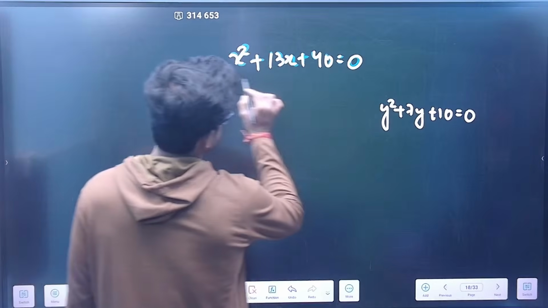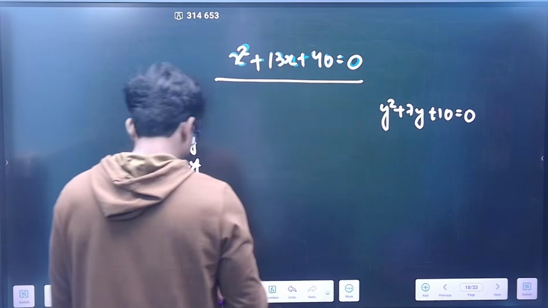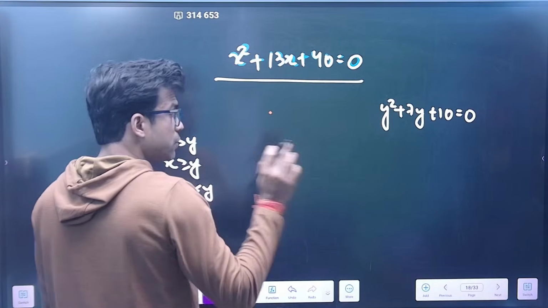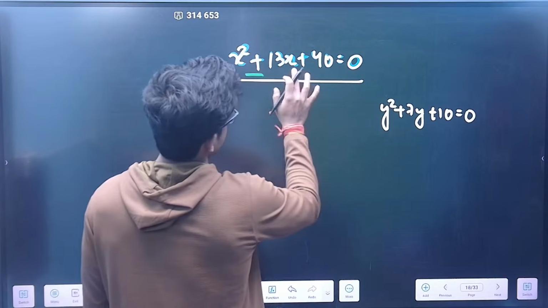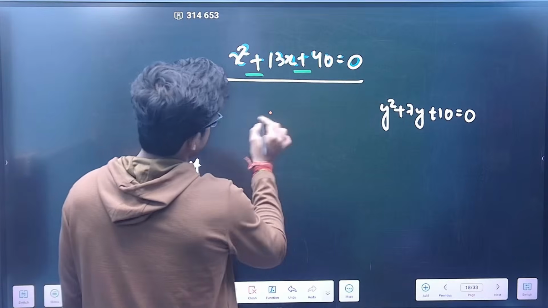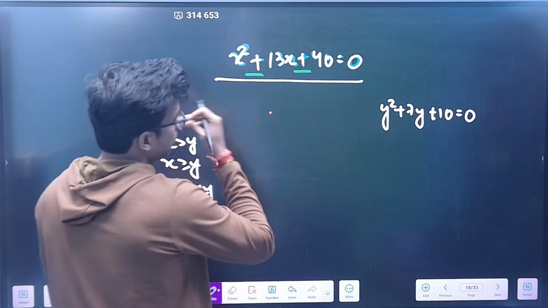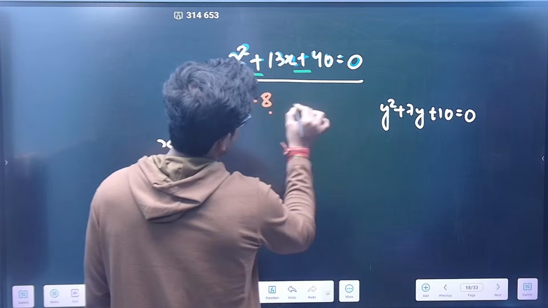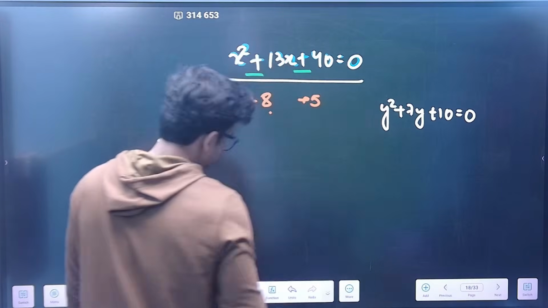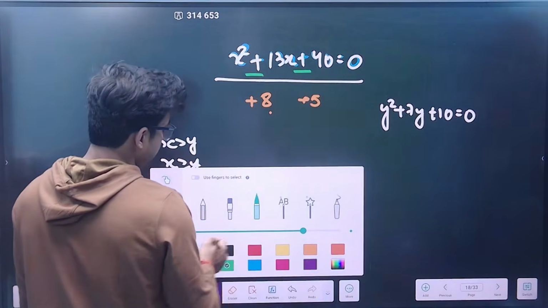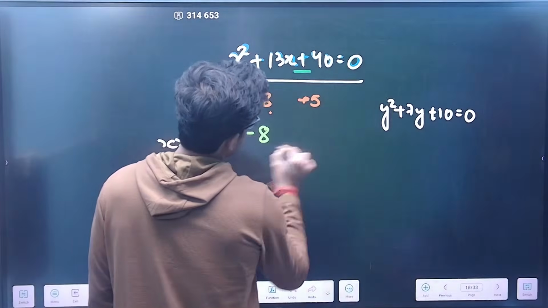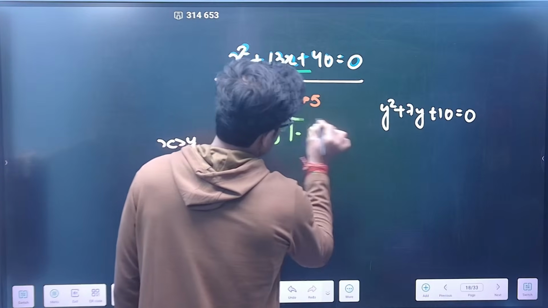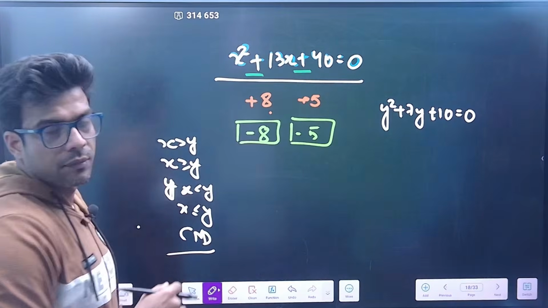Now see, let me solve this one first. Here, the roots would be negative only because of the positive sign and positive sign. Okay. So this would be how much? 8 and 5. So this would be plus 8 and plus 5. But the root sign would be opposite, which is minus 8 and minus 5. First, this one. Okay. I hope this is clear.